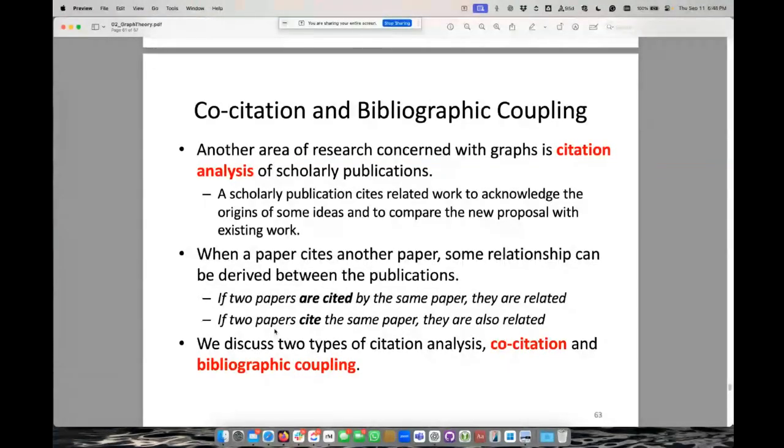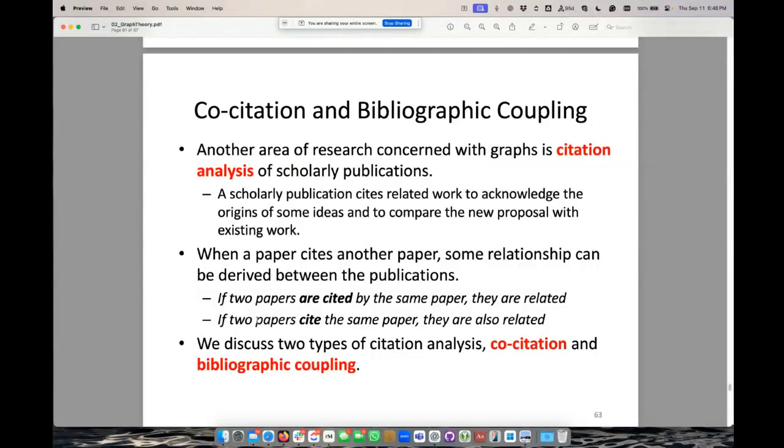The other one, the second statement, is called bibliographic coupling. Bibliographic coupling creates a network where two papers cite the same paper. So manuscript A and manuscript B both have cited the same study, right? So in that case, we end up with a bibliographic coupling network.